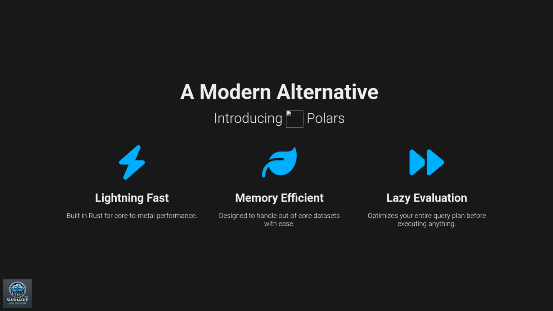While chunking works, a more modern and often better solution is to use a library designed for performance and large data sets from the ground up. Meet Polars, a lightning-fast data frame library built in Rust that is incredibly memory efficient.